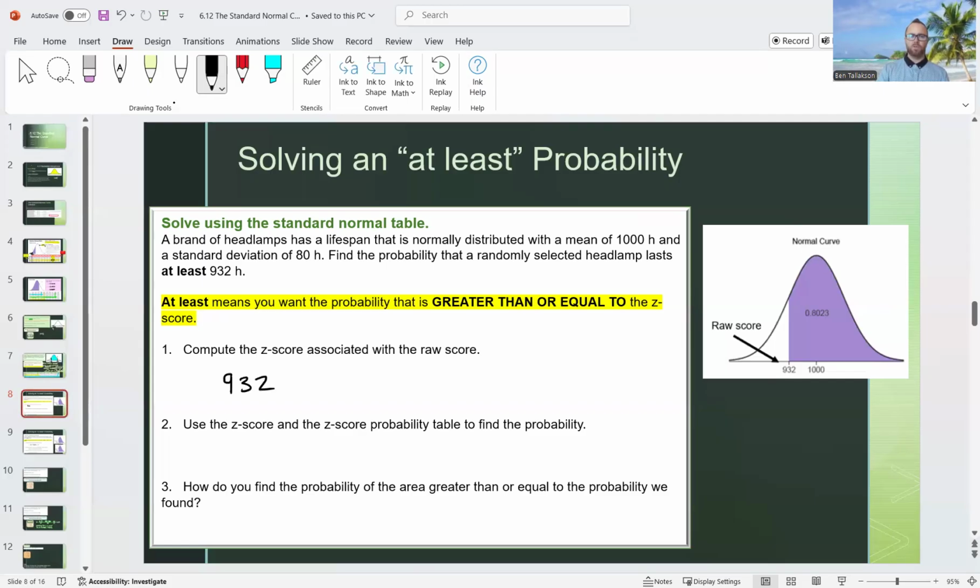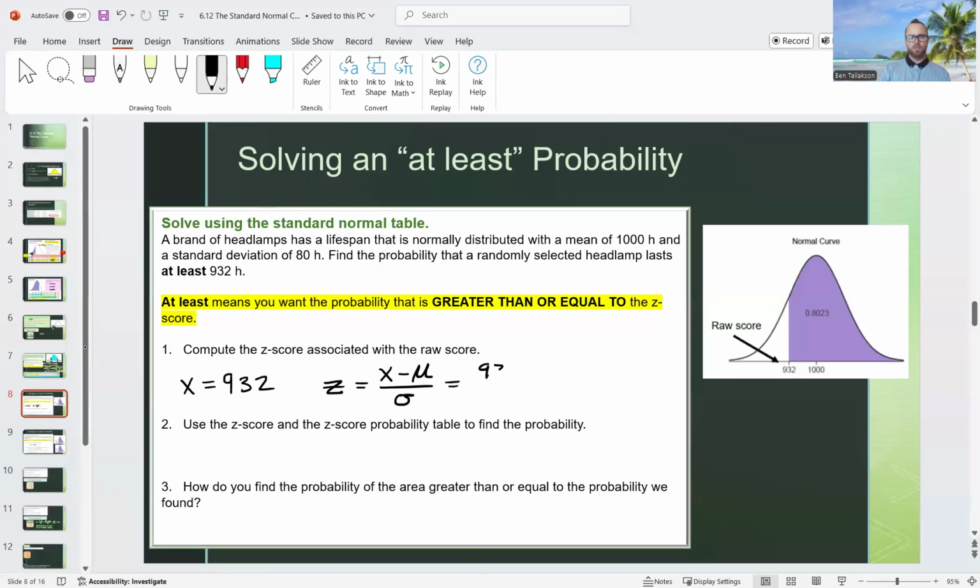932 raw score we indicate with X. If only we knew how to find a z-score given a raw score. You do, of course. You've used this formula. It should be in your notes. Let's go ahead and remind ourselves: z equals raw minus mean over standard deviation.